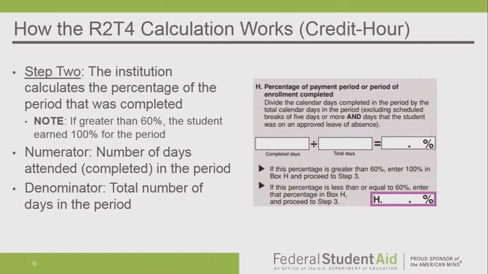This is the first time where there's a difference between the credit hour and clock hour calculations, and we're going to talk about the credit hour calculation first. In this case, the numerator, as I mentioned, is completed days in the payment period or period of enrollment, and the denominator is the total days. When you divide those two, you end up with a percentage, and that percentage is the percentage earned for the period, whichever one you're using.